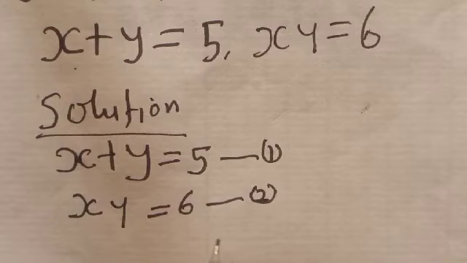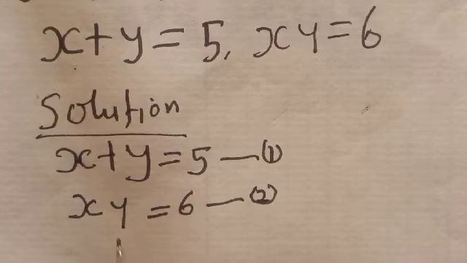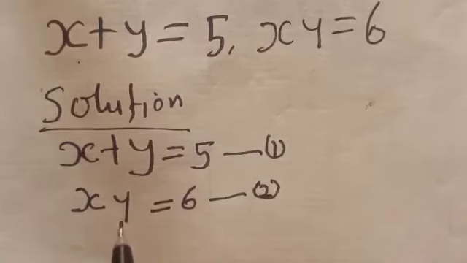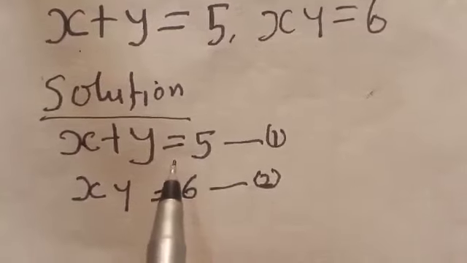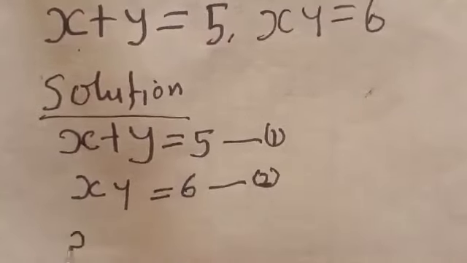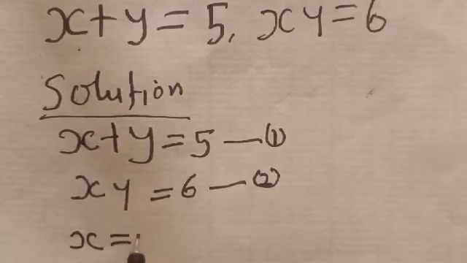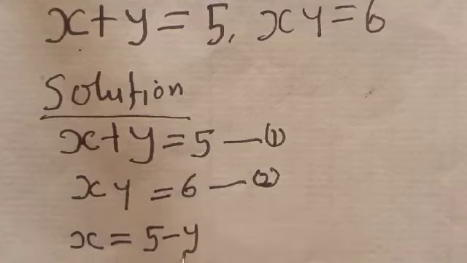Now, you can use any of the two equations, either equation 1 or the second equation. You may make x the subject of the formula or y the subject of the formula and get your answer. So now let's see from equation 1, x plus y is equal to 5. Then we want to make x the subject of the formula. Let's say x is equal to 5. If plus y comes to this other side, it will be minus y.